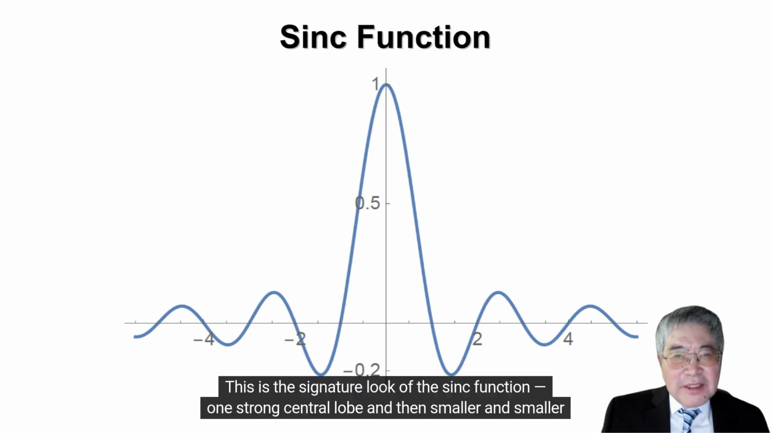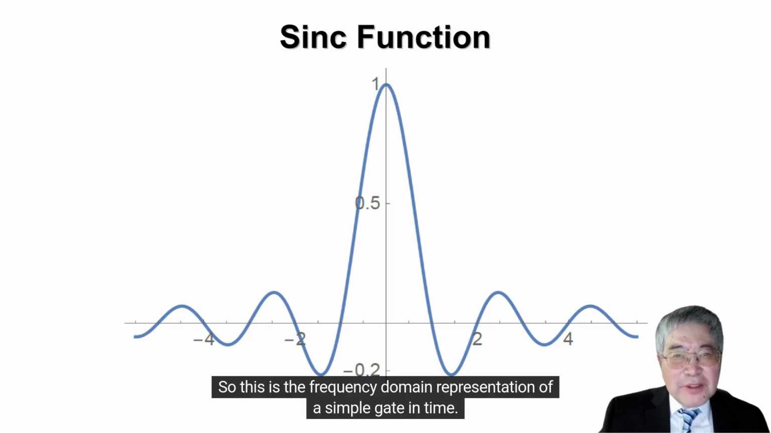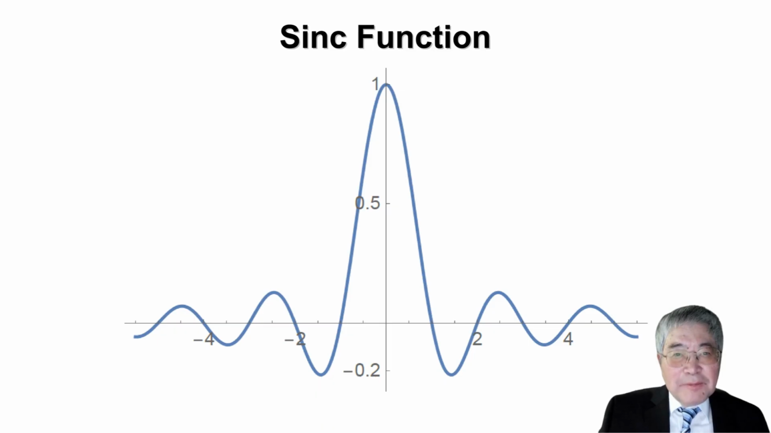This is the signature look of the sinc function: one strong central lobe and then smaller and smaller ripples on the sides. So this is the frequency domain representation of a simple gate in time. And just to recap, this sinc function came from a rectangular gate function of width 1.